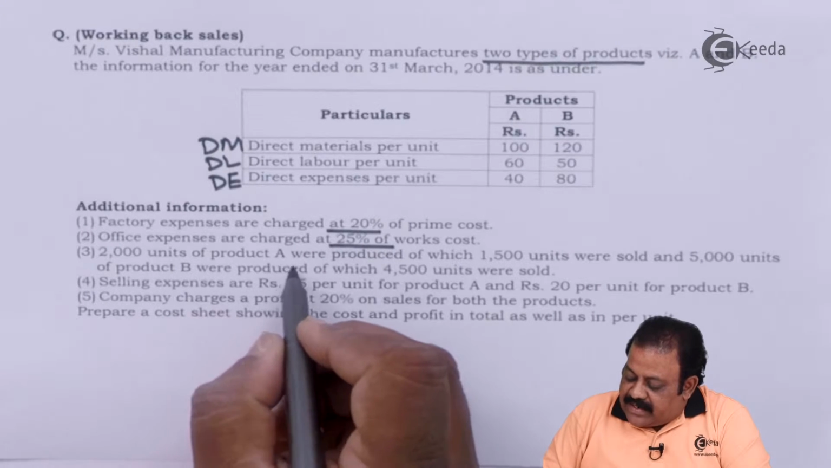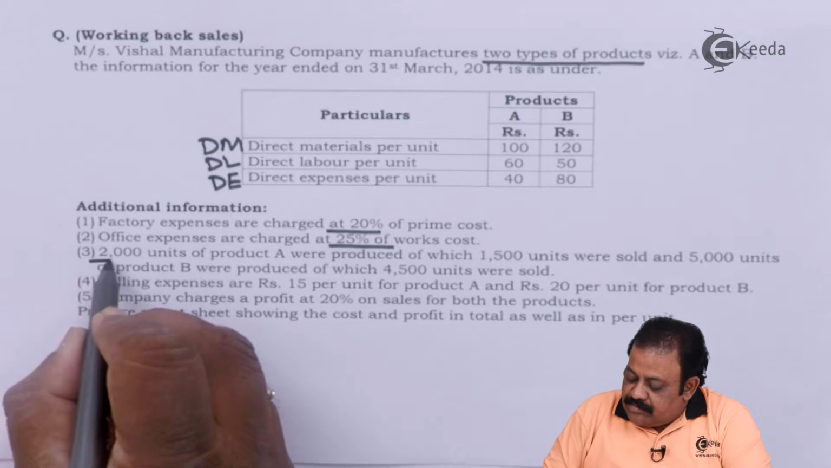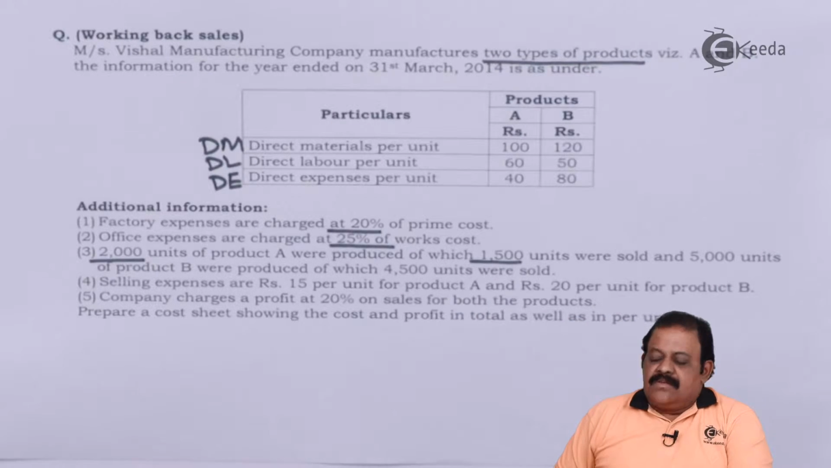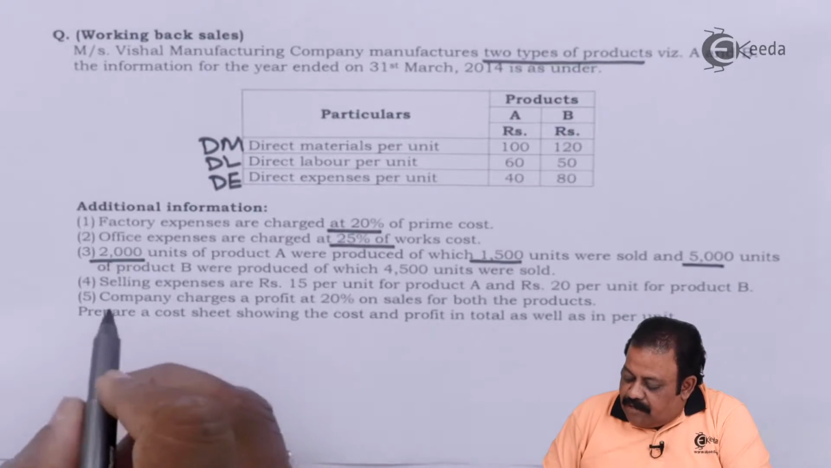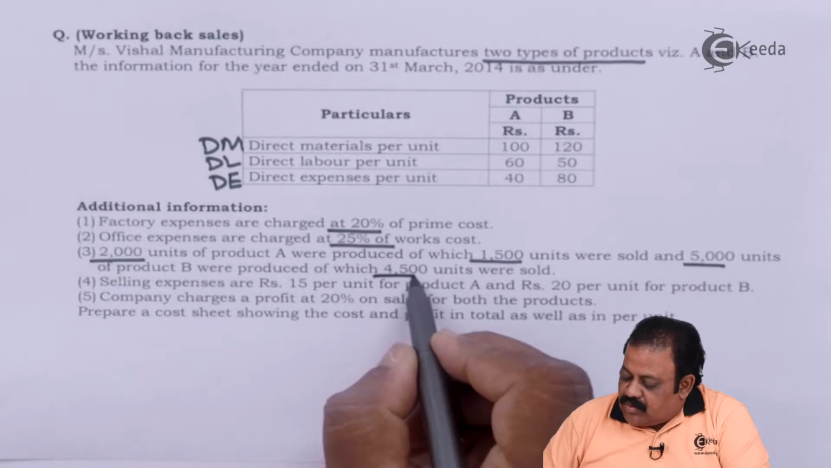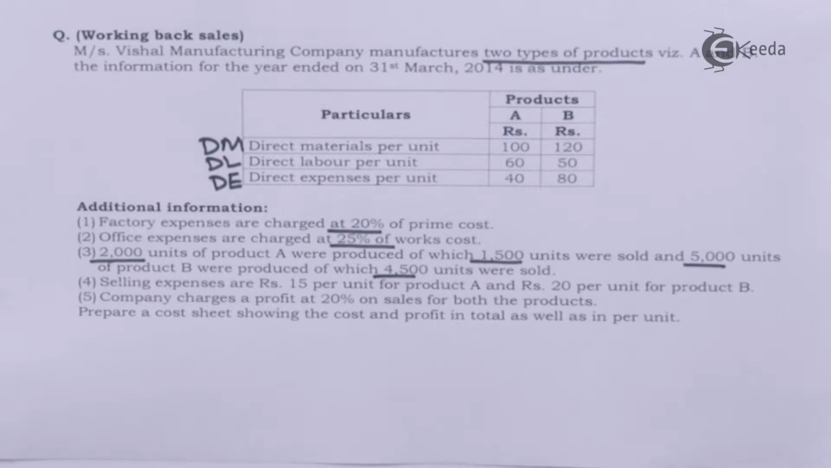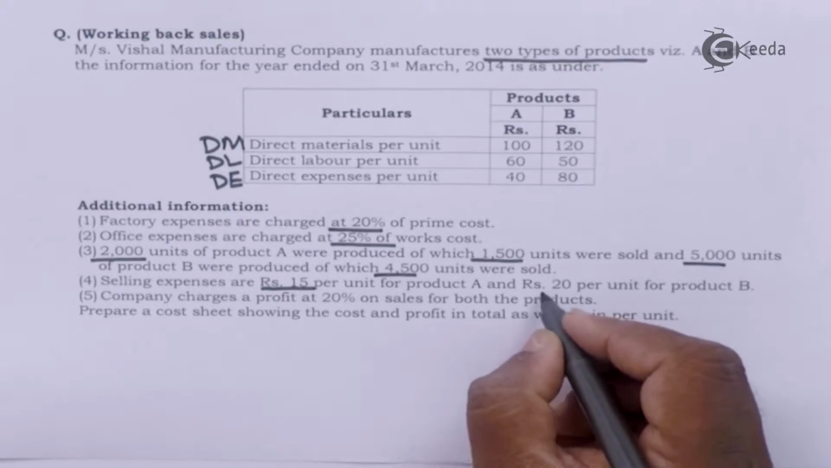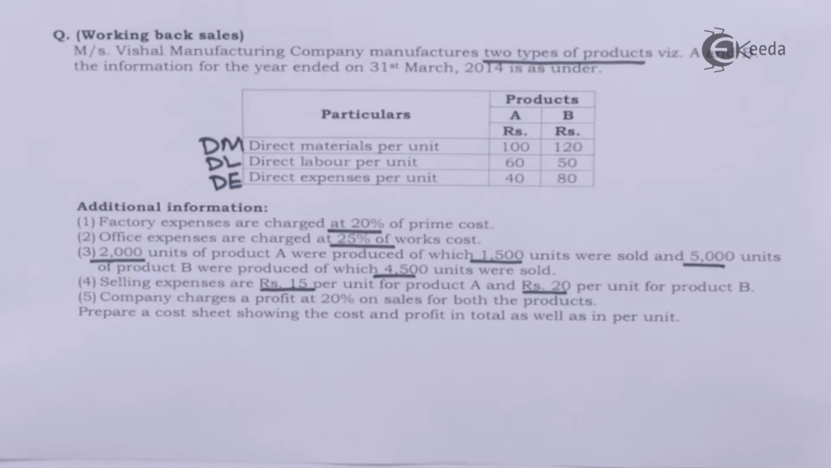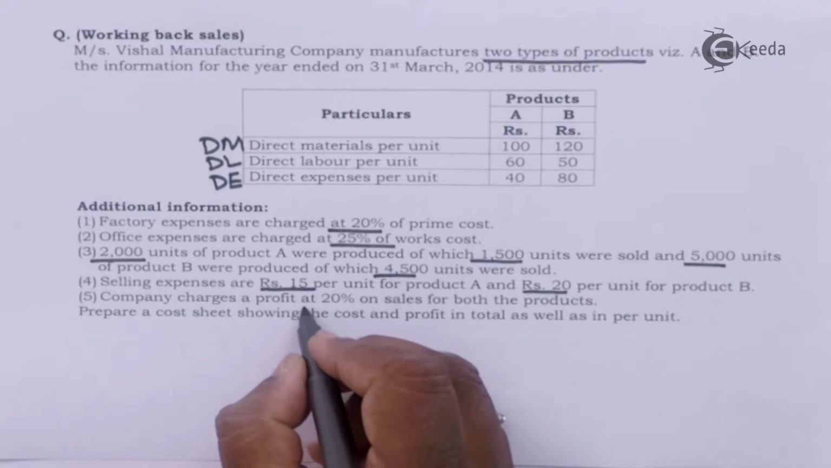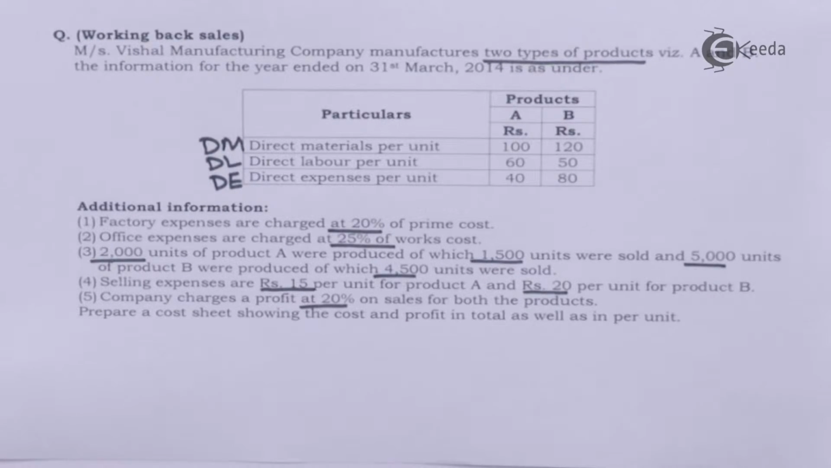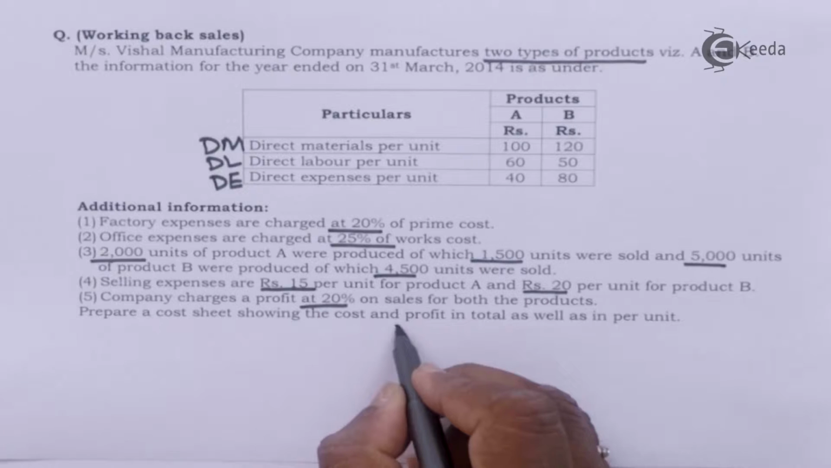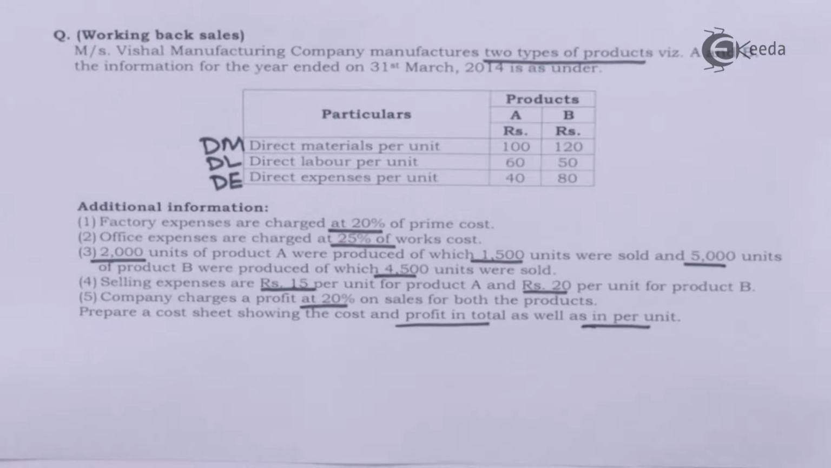2000 units of product A were produced, of which 1500 units were sold, and 5000 units of product B were produced, of which 4500 units are sold. Selling expenses are rupees 15 per unit for product A, rupees 20 per unit for product B. Company charges a profit of 20% on sales for both the products. Prepare cost sheet showing the cost and profit in total as well as per unit.